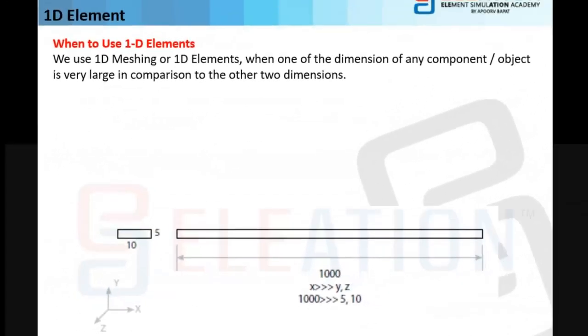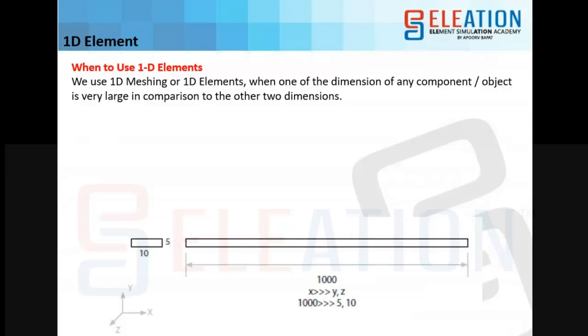We use 1D element or 1D meshing when one of the dimensions of any component or object is very large as compared to other two dimensions. Like in this case, the length of this rod element is 1000, whereas the other two dimensions, that is cross sections, are 10 and 5. So they are very less as compared to the length, so we can use 1D elements in these cases.